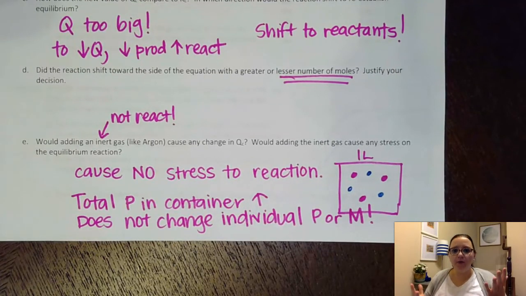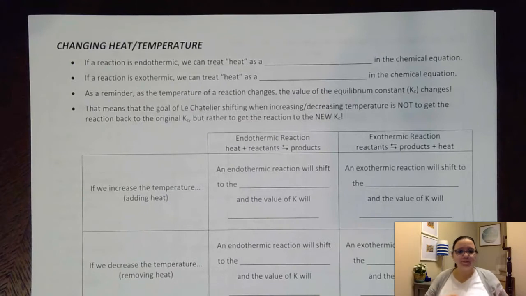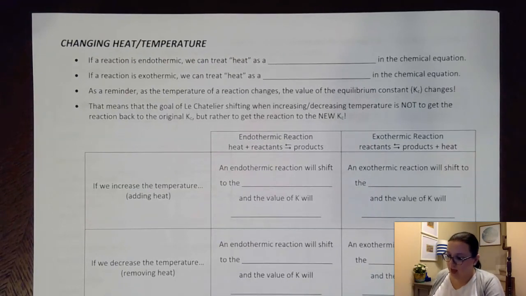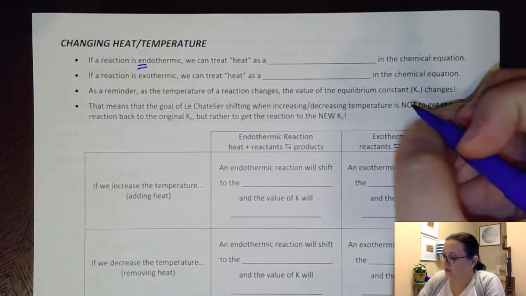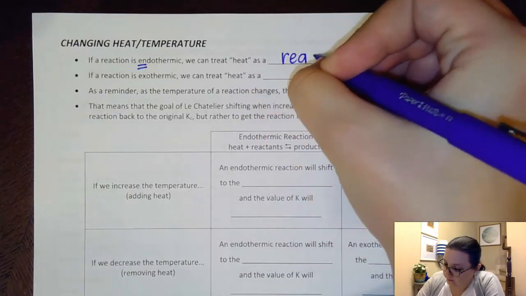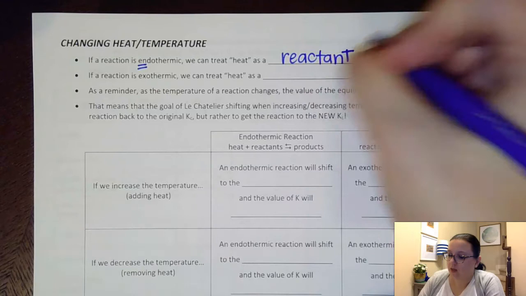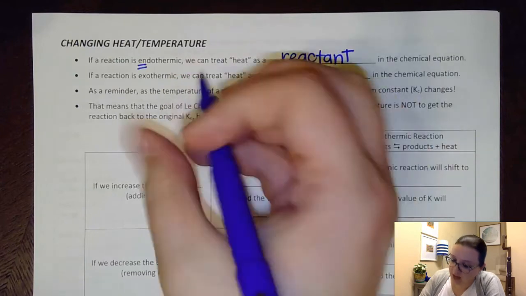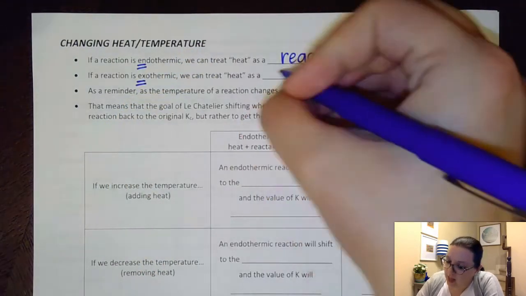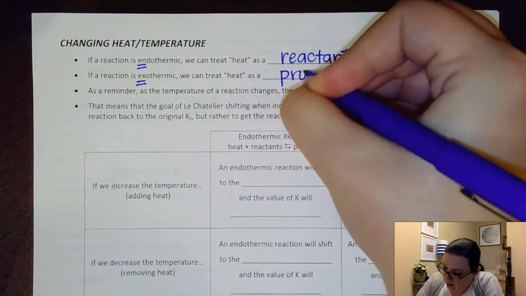All right, one more thing we can do to shift equilibrium, which is on the next page, and that is changing heat/temperature. Now we have to be careful on this one because we get a different effect depending on if our reaction is endo or exothermic. It makes a difference here. So first off, it talks about, hey, if a reaction is endothermic, meaning heat is entering, so just as a reminder about that, that means our heat is a reactant. We can treat heat as a reactant. If our reaction is exothermic, that means heat is exiting, and we can treat heat as a product.